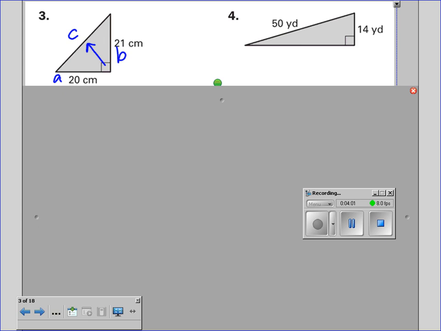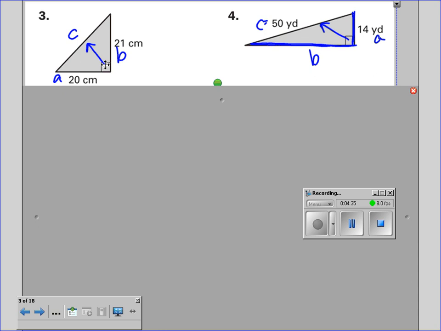You're going to do the same exact steps as before. So I'm going to go ahead and label the other one. Across from my right angle is my hypotenuse. So we have C is 50 yards. And then I look at my other sides. It's pretty clear to see that this leg is much shorter than this leg. So I let this one be A and this one be B. So in the first problem, number 3, we are solving for C. C is the missing piece. The hypotenuse is missing. And in number 4, we're solving for B.